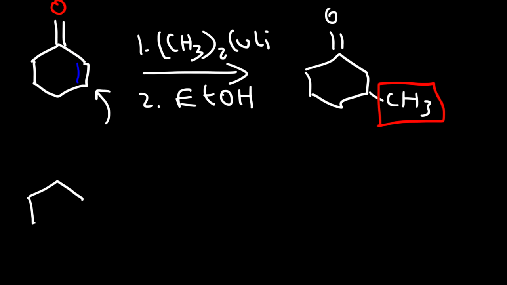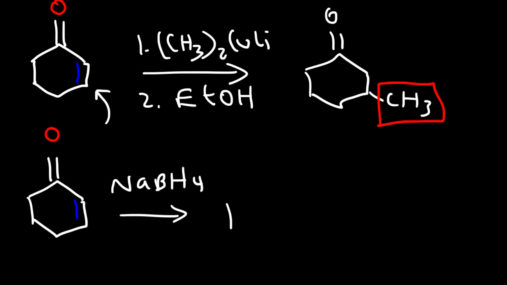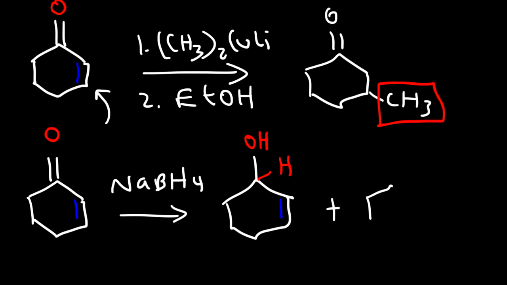Here's another example. Let's say we use sodium borohydride with this molecule. This reagent can produce a mixture of products for this specific type of ketone. So you can get direct addition by adding the hydrogen here, and you can also get conjugate addition, with the hydrogen being added at that carbon. And so that reaction gives you a mixture of products.